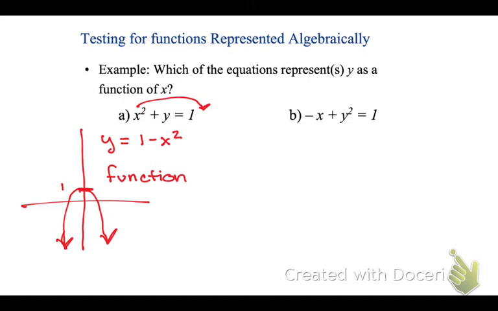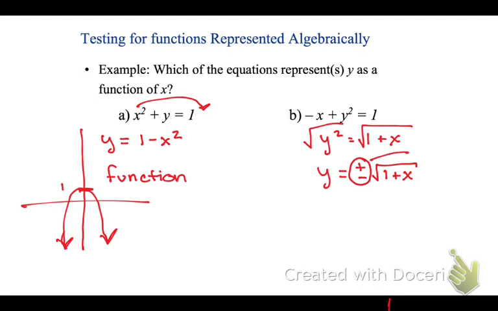So the next one, negative X plus Y squared equals 1. So we should also solve it for Y, correct? How would you do that? Add the X over. So I have Y squared equals 1 plus X. And now what? Take the square root. But when I take the square root, how many answers? Plus or minus. So every X I put in there, I would have how many solutions? 2. I would have the positive and the negative. So is that a function? No.